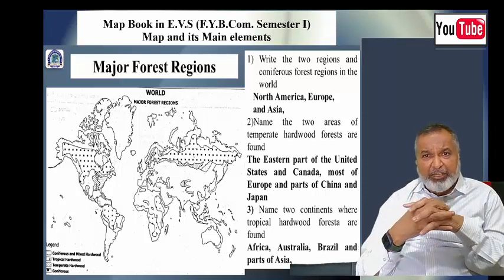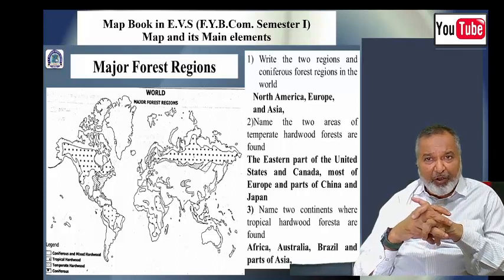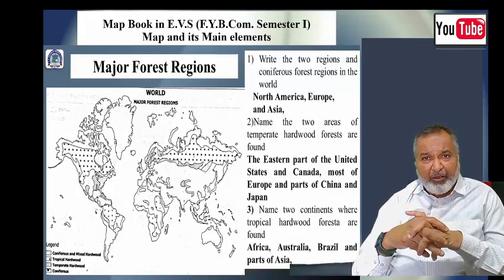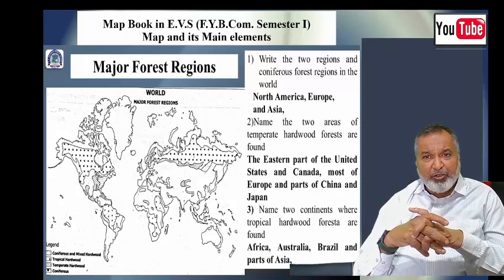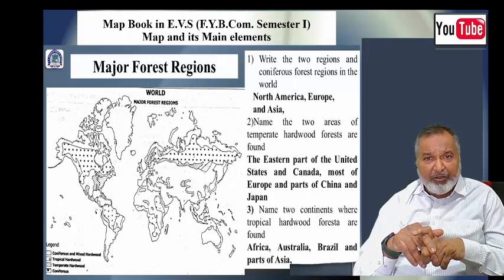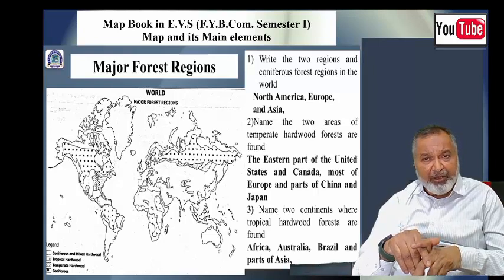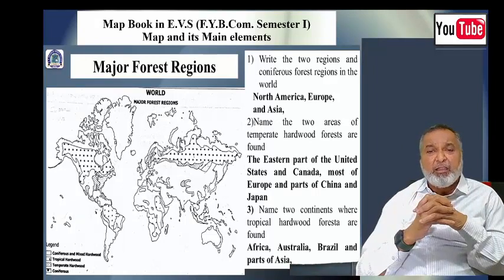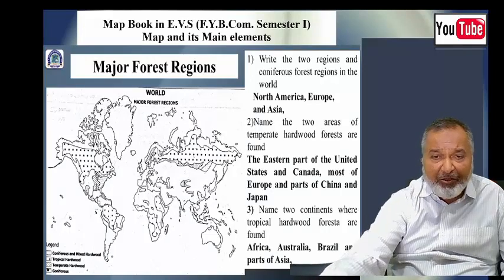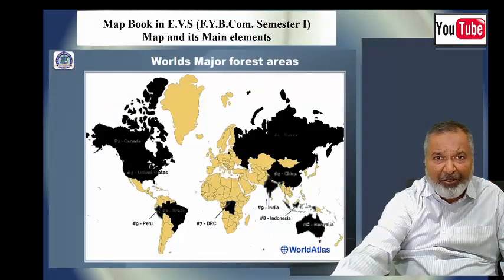and you can see the questions. Write the two regions of coniferous forest in the world: North America, Europe and Asia. These are the three places where we have coniferous forest. Name the two areas where temperate hardwood forests are found: the eastern parts of the United States, Canada and most of Europe, and parts of China and Japan. Name the two continents where tropical hardwood forests are found: Africa, Australia, Brazil and parts of Asia. You can see the pictures of that particular area.